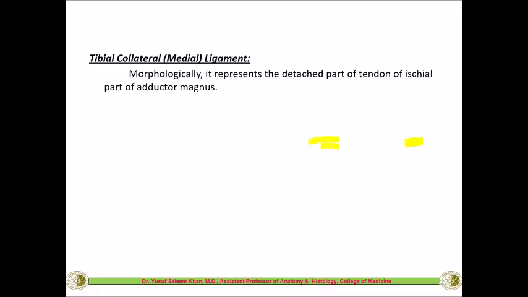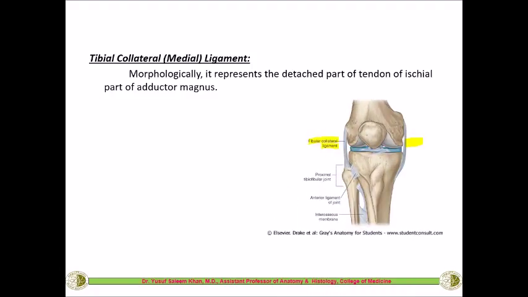Coming to the next ligament, that is the tibial collateral ligament. In this picture, it has not been shown actually, so that's why I have marked it here. This is the tibial collateral ligament. Morphologically, it represents the detached part of the tendon of the ischial part of the adductor magnus. If you remember, the adductor magnus has a very big insertion into the linea aspera, and it continues all the way up to this tubercle here. This is called the adductor tubercle.